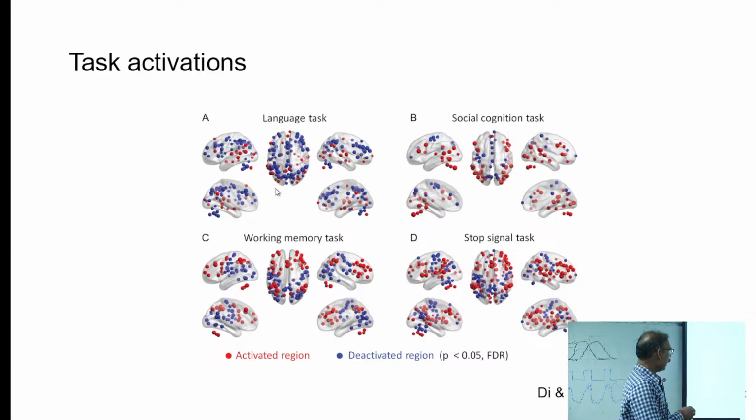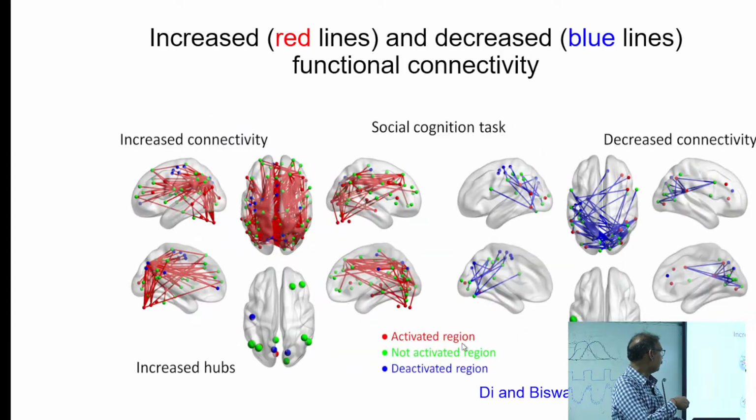Okay. And what we find for each of these tasks is that the number of associated regions seems to be very large and not like a small activation region. And when we plot them, this is for the social cognition task. This is increased connectivity, like increased hubs, activated, non-activated, deactivated, right? So there's a lot of activity, both positive and negative, right?